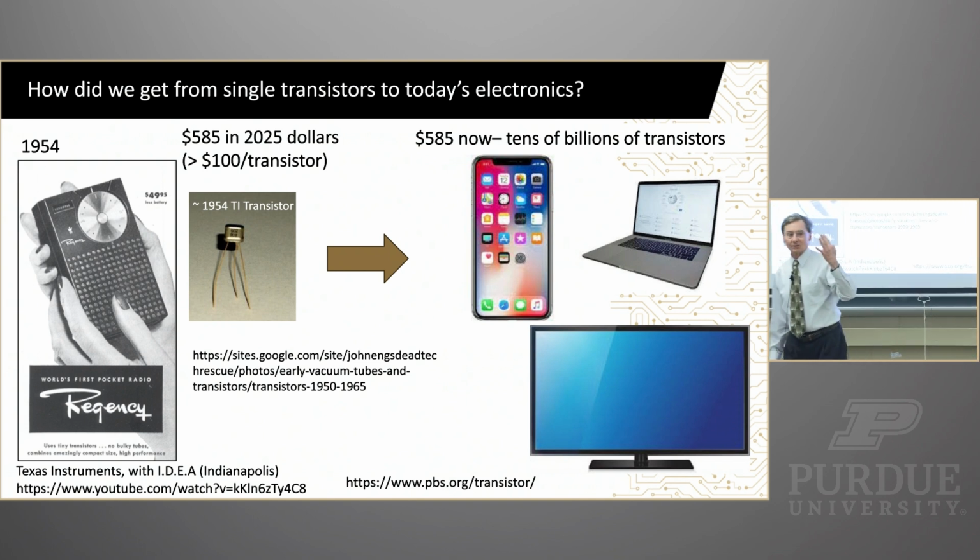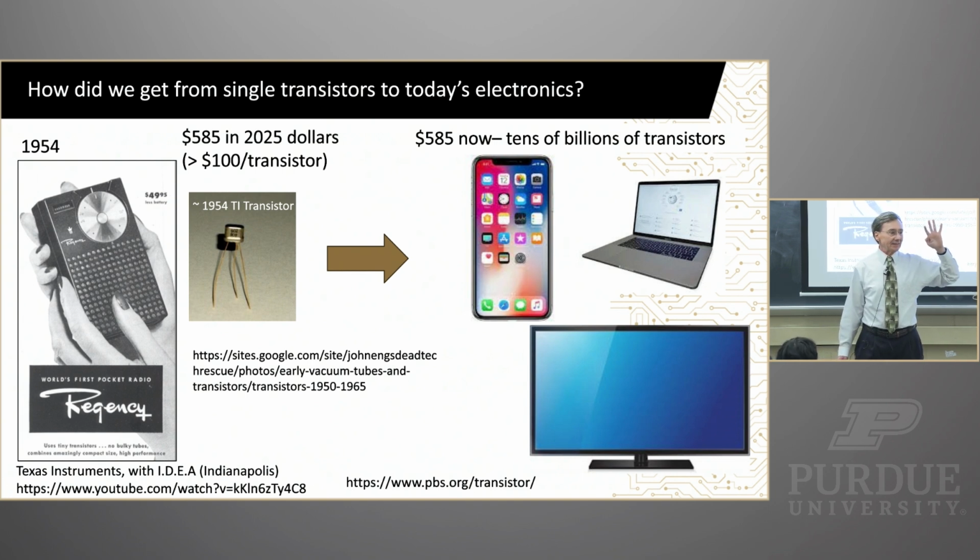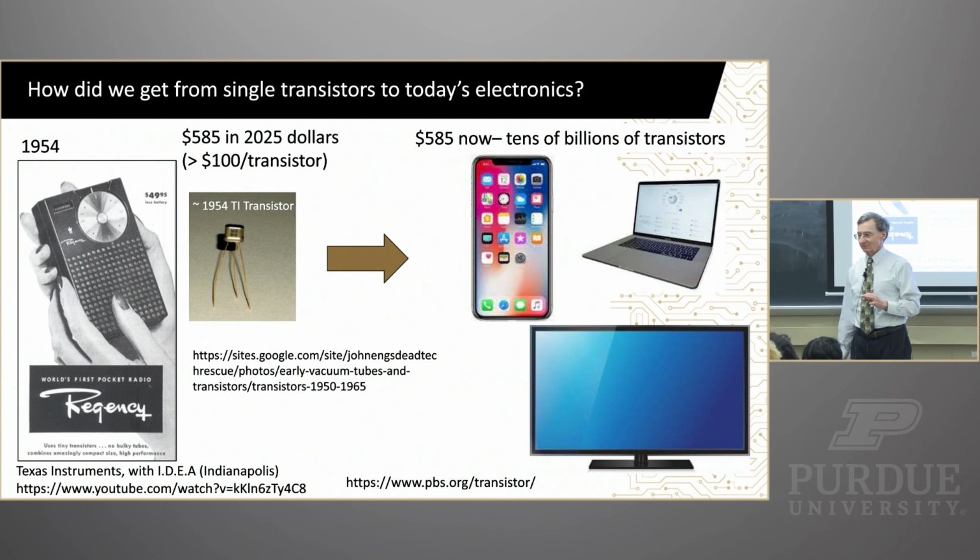Instead of 4, you're buying tens of billions, right? We said a chip had tens of billions on it. So now if you think about it today, a transistor costs like a microcent. We've gone from $1.50 a transistor to a microcent per transistor in that time. How has this happened? How did we go from so expensive to so cheap?